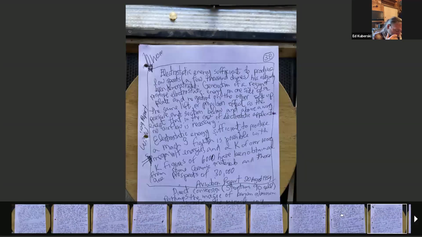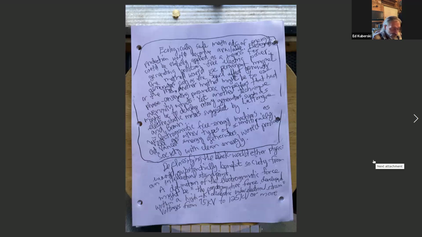Just stop you there for a quick second, because that definition is probably the most important thing that we'll ever talk about. And I'll just read it again. A definition of the electrogravitic force might be the pondermotive force developed within a high K dielectric under electrical strain. So that electrical strain is really important too, because that's how we make things non-linear. So very, very important statement there, for sure. All right, a couple more.